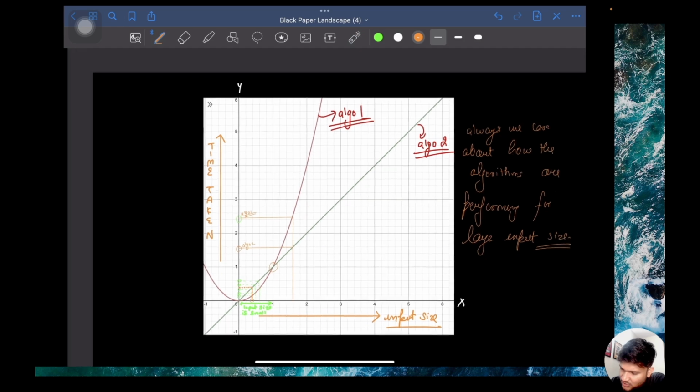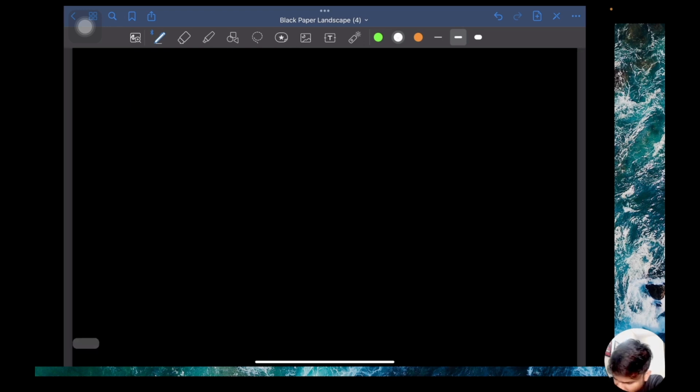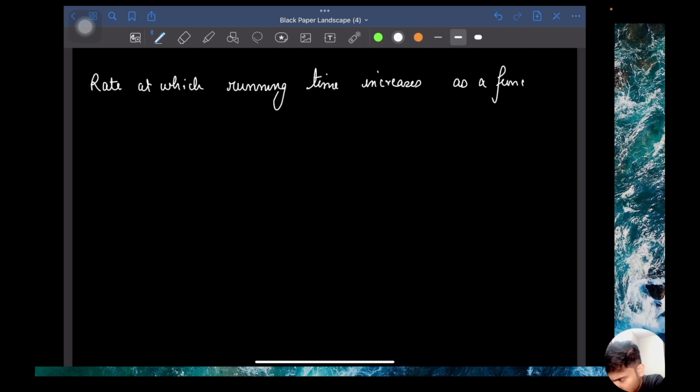Because of this thing. There is a term called rate of growth. What is rate of growth? Let me talk about that. The rate at which running time increases as a function of input is called rate of growth.